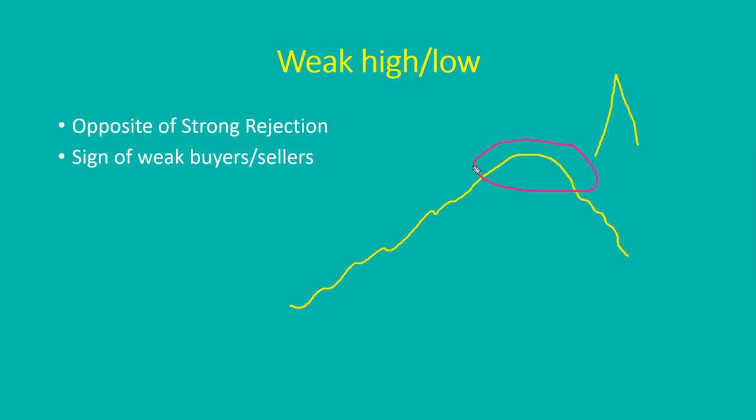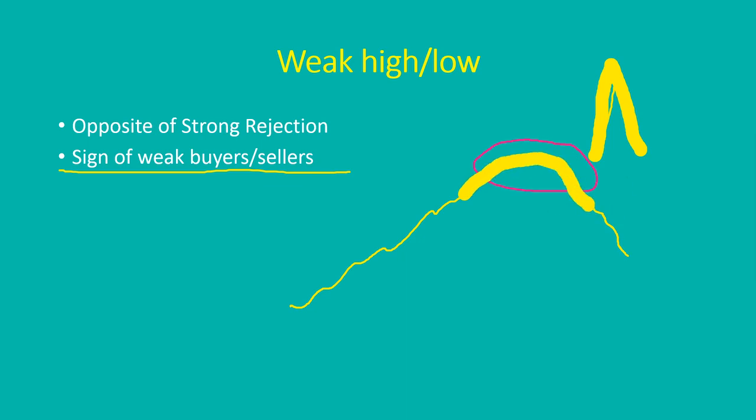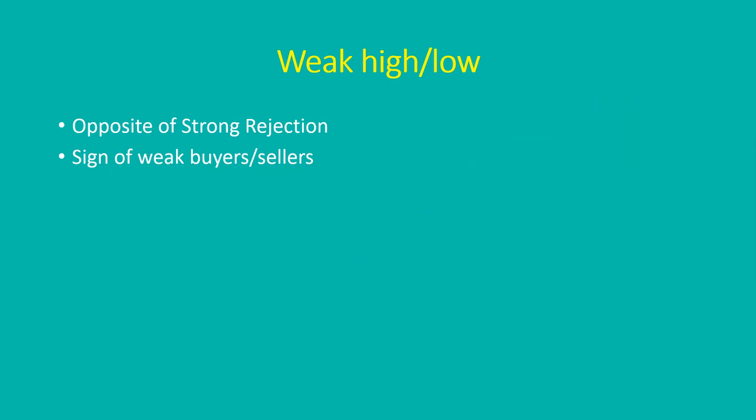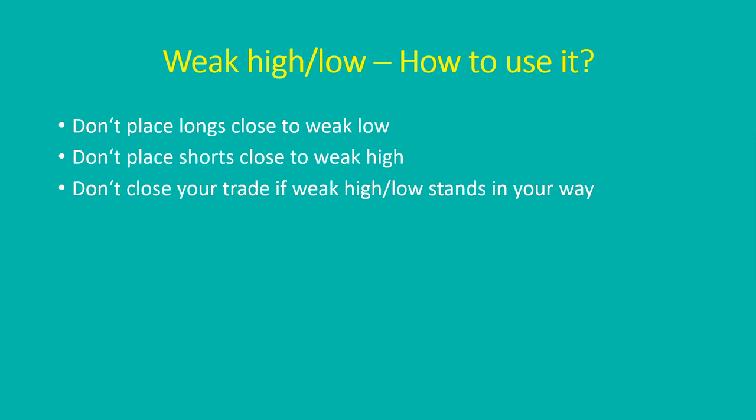And a weak high or weak low is a sign of weak buyers or weak sellers. So if there is a weak high, then it is a sign of weak sellers who weren't able to aggressively reject higher prices, but they only did it very slowly, very shyly, all right? So this is how a weak high and weak low get formed. And now let me show you how to use it in our trading.